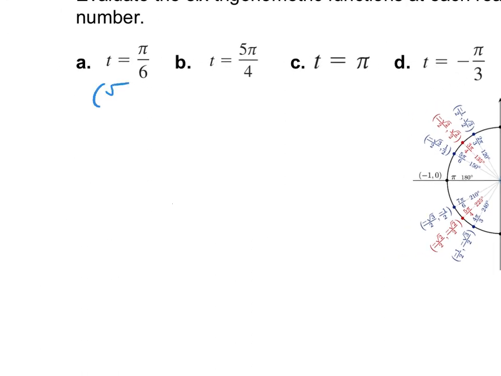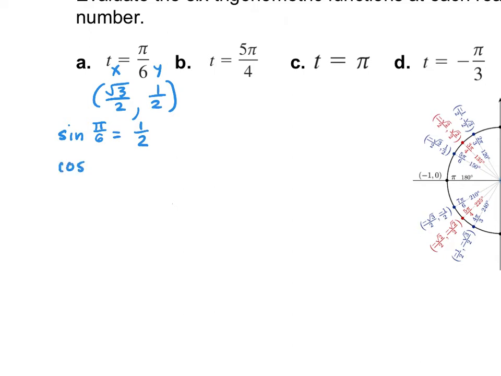So this would be square root 3 over 2, comma, 1/2. So we have our x and our y. Now we need to take all 6 trig functions and just plug in our x and our y. So first we have sine of pi over 6. What is our formula for sine? Going back to the chart on the last page, what's sine of t equal to? Y. So what's our y? 1/2. So sine of pi over 6 is 1/2.